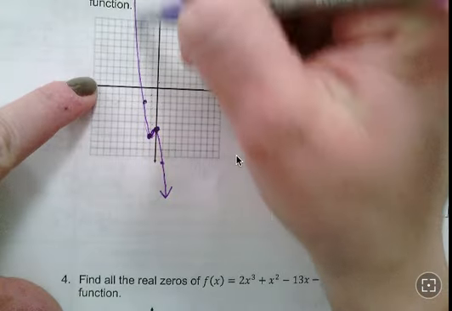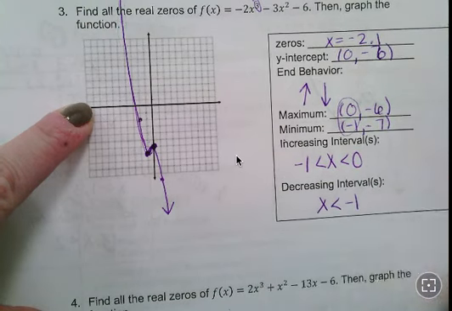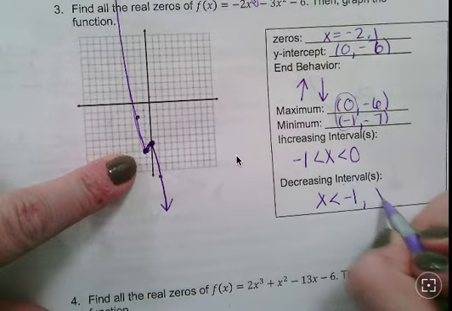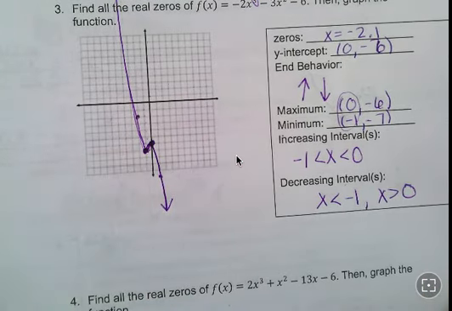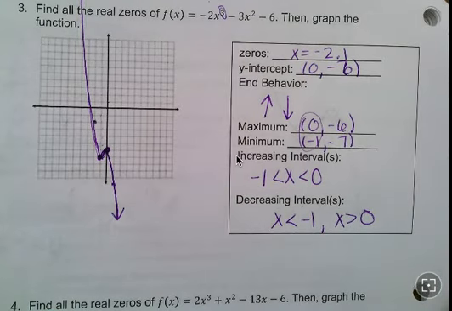So we're decreasing over here. So that's when x is less than negative 1. And we're also decreasing again when it turns around right there, and that's when x is greater than 0. Okay, we're going to talk a whole lot more about increasing and decreasing values on Monday when I get back. So if that's still confusing to you, I understand.